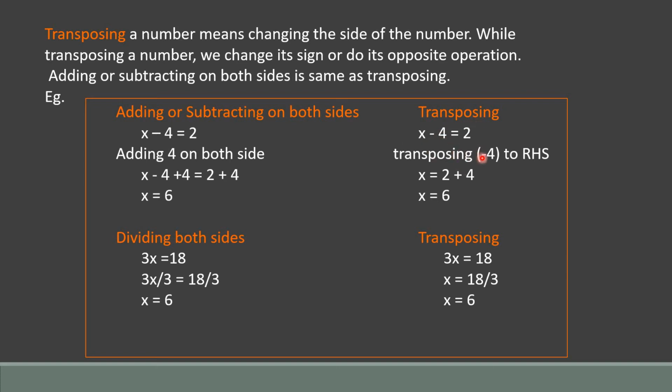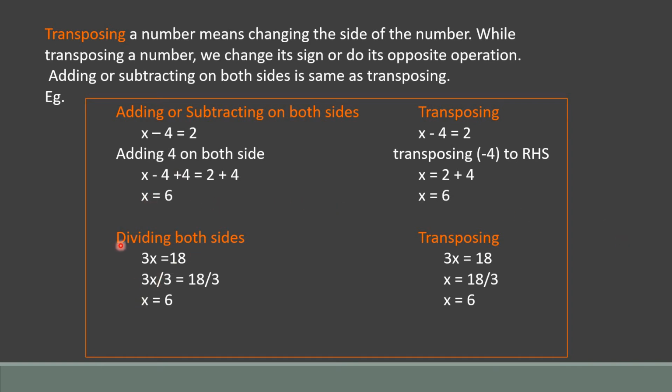Here the equation is the same and I'm going to do the transposing. What? This number. Where? From left hand side to right hand side. And while doing that, don't forget to do the opposite operation, or don't forget to change its sign. Its sign is minus here. After transposing to the right hand side, I'm going to change its sign. It will become plus. So the value of x I get is equal to 6. You can see here the answer is the same.